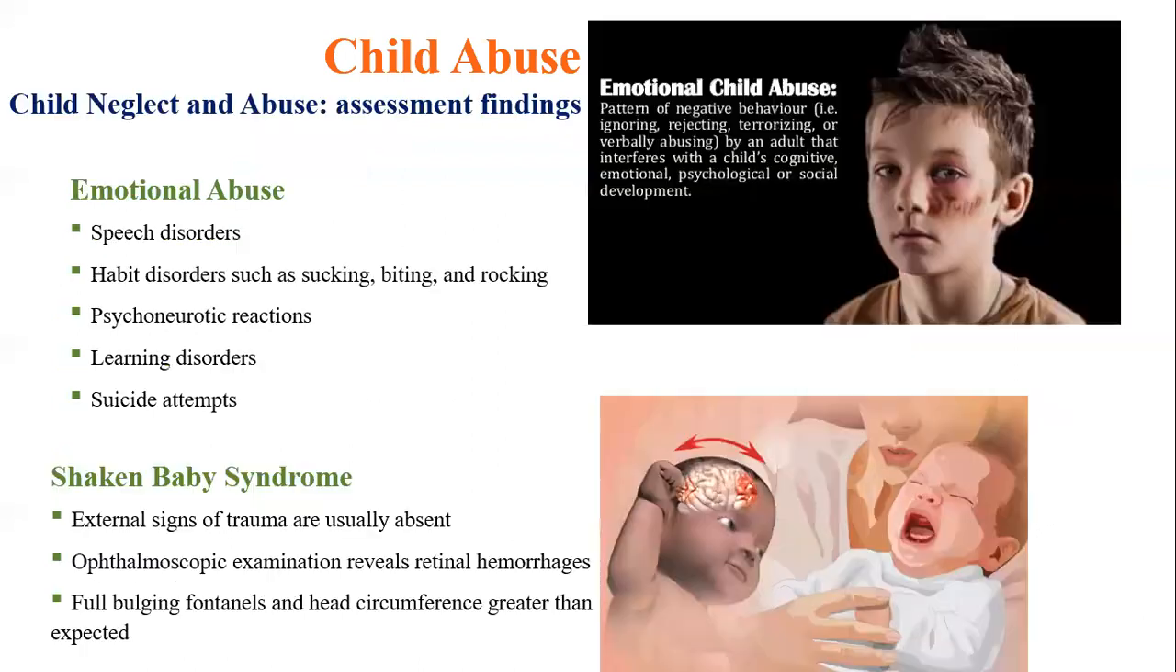The signs of shaken baby syndrome: poor feeding, irritability, lethargy, vomiting, seizure, periods of apnea, or retinal hemorrhage are signs of physical abuse. So let me read it. External signs of trauma are usually absent. Ophthalmoscopic examination reveals retinal hemorrhage, and also a bulging fontanelle or head circumference greater than expected. It is a sign of shaken baby syndrome.